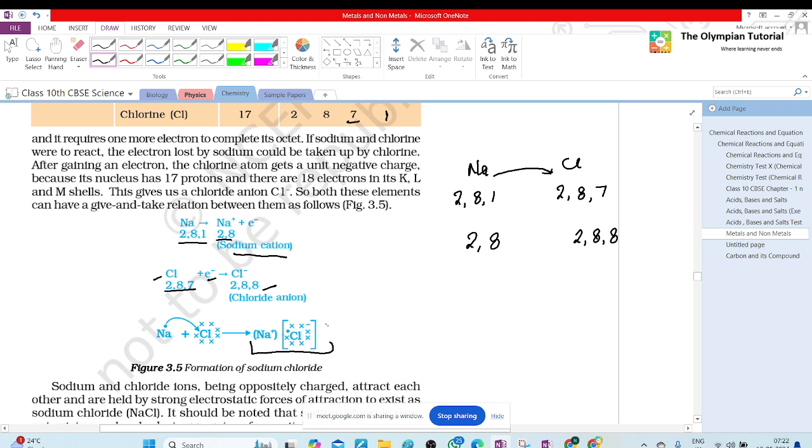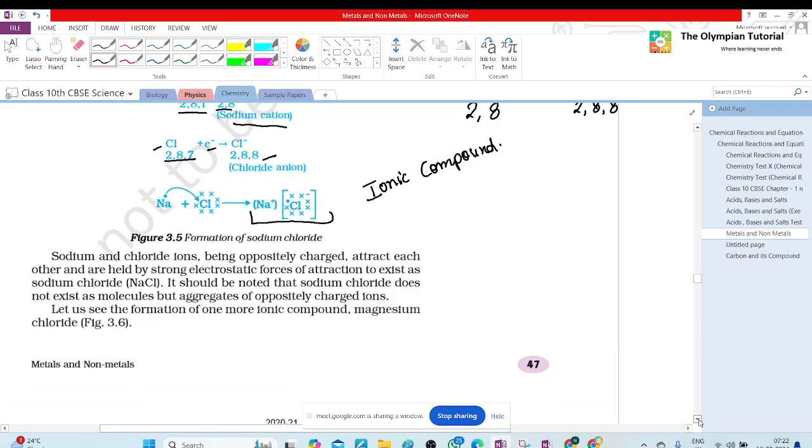So this is the formation of sodium chloride, and these types of compounds are known as ionic compounds. Why? Because they are formed by give and take of electrons. One gives electrons to another one, or they are taking electrons.